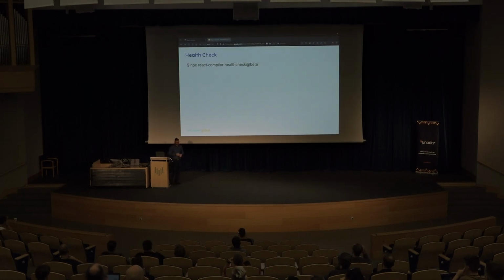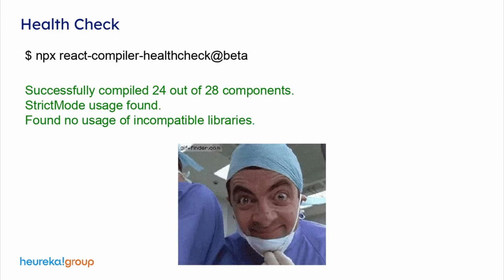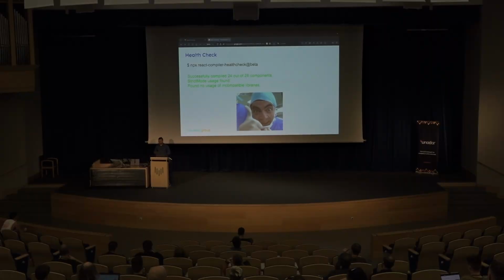So how to integrate? The first thing we have to do before integration is to run a health check of your code base to see if it is compatible with the compiler. You can run this command, and it will print something like this to the console. It will try to compile all of your components in your code base, check the strict mode usage, and try to find incompatible libraries like MobX, for example. It looks fine in that case.